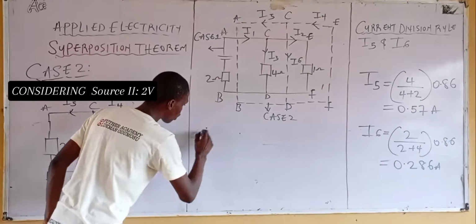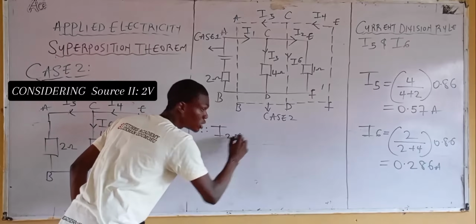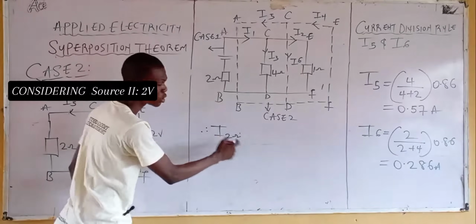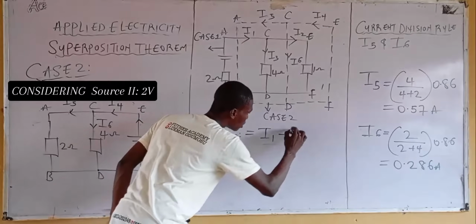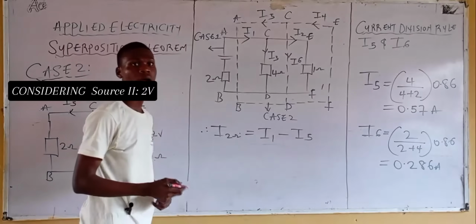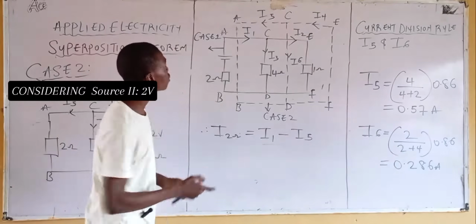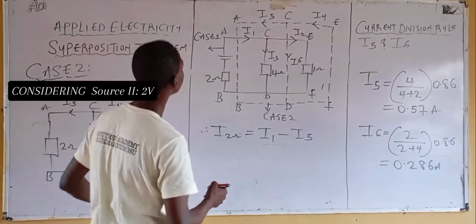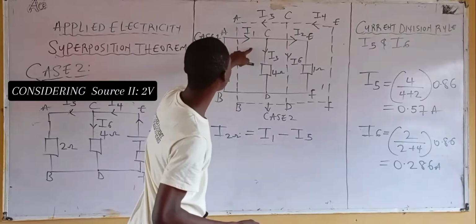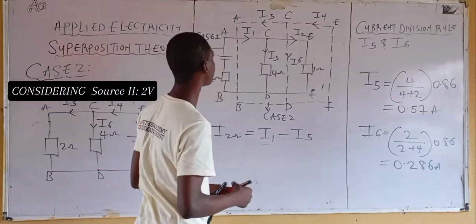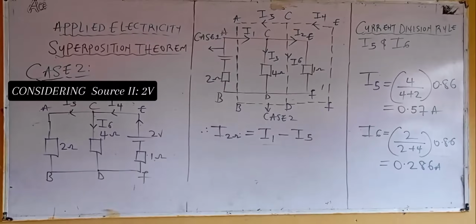So therefore, the value of current in 2 ohm resistor is equal to I1 minus I5. Any question? I1 minus I5. Oh, sorry, I4. This is case 1. This is I1. This is I5. You are getting confused with the diagram. I get where the confusion is coming from.